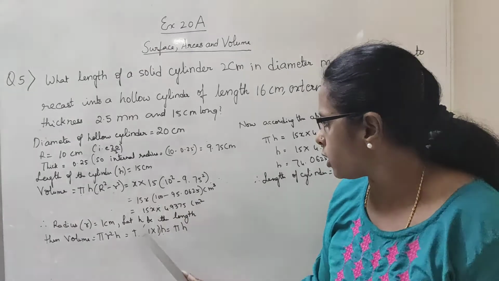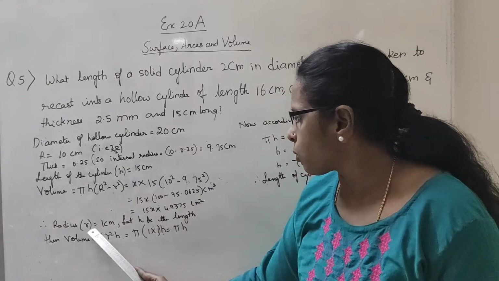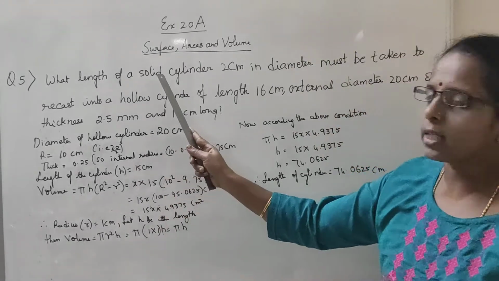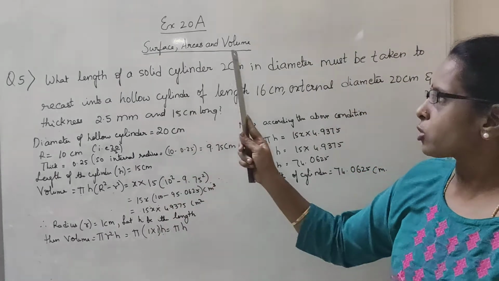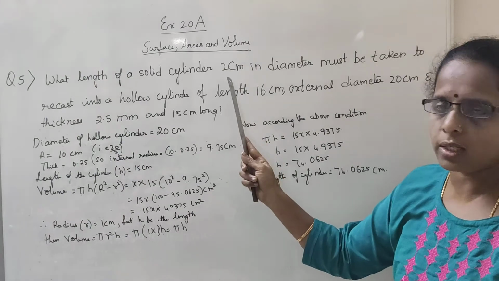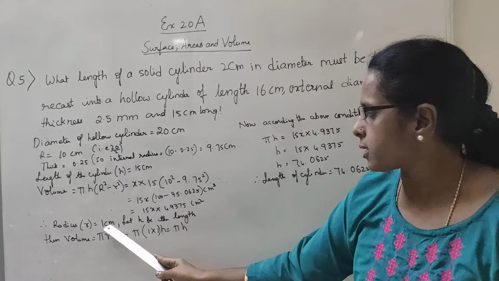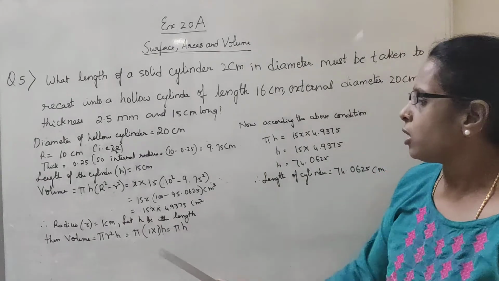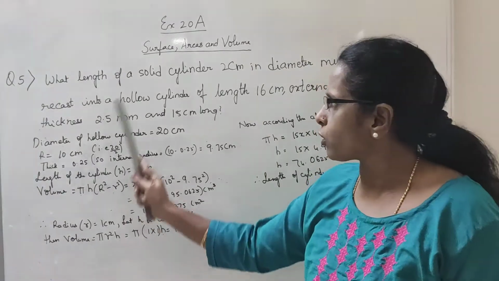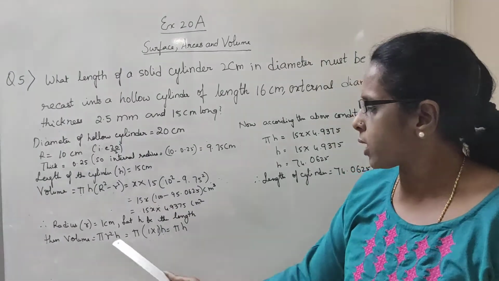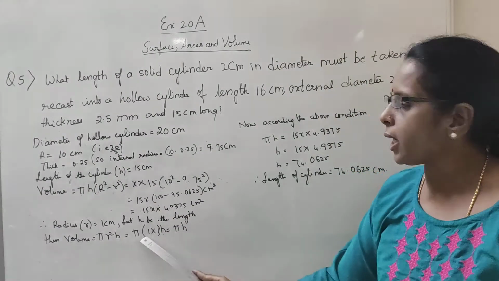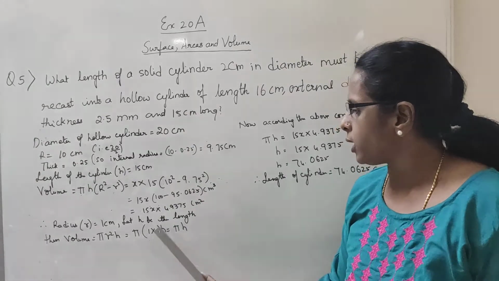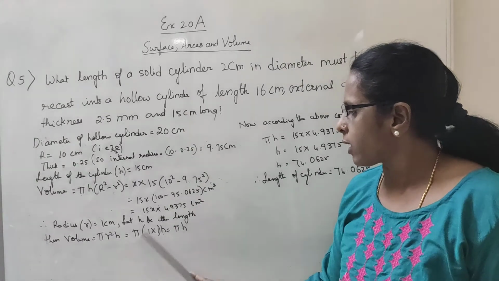Now let us move on to the next one. The radius is equal to 1 centimeter. How did we get the radius as 1 centimeter? That is for the solid cylinder. The diameter of the solid cylinder is 2 centimeters. Half of that will be 1 centimeter. So here we will take h as the length. So the volume of the cylinder, again applying it for the solid cylinder, we get pi r square h. That is equal to pi, how much is r? The radius of the solid cylinder is 1, into h. 1 square is again 1.